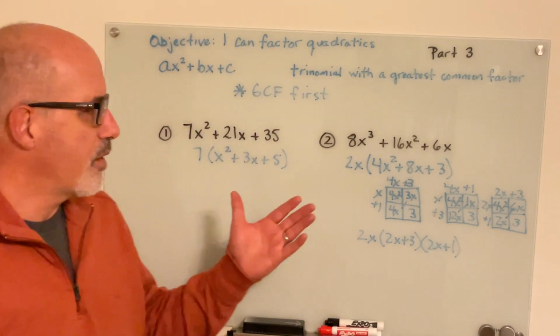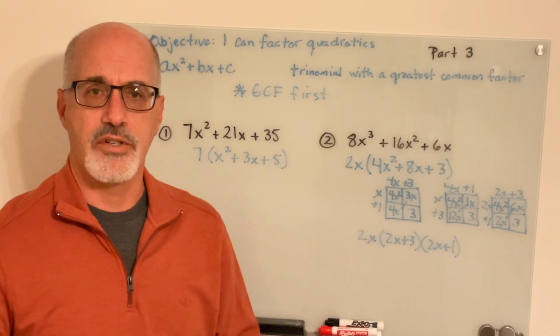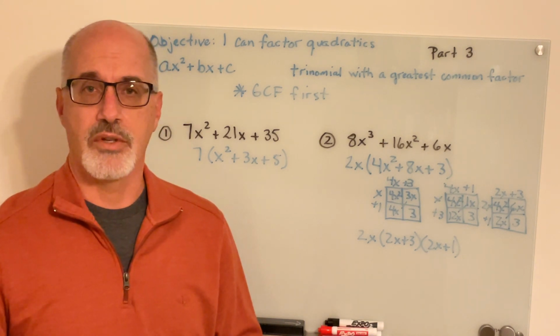So when you're looking at any factorization, look for a greatest common factor first, and after that, try to factor the resulting polynomial.